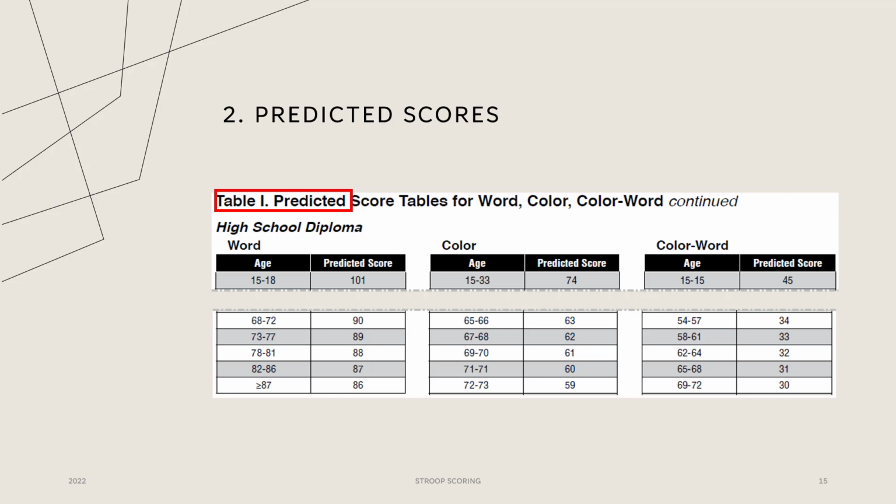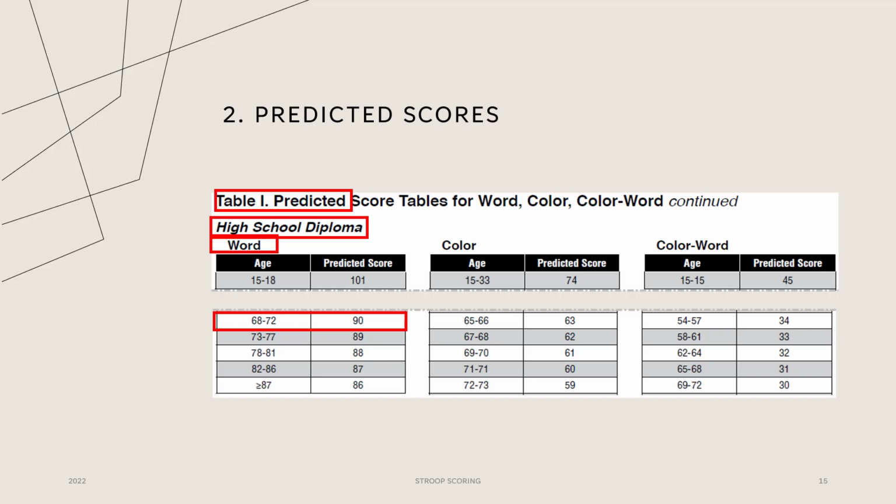Table 1 in the normative update is aggregated by highest education completed. So we'll want to look at table 1. We'll want to look at the set of tables that corresponds to highest education. In this case, we said our individual earned a high school diploma. So we'll look at this set of tables. And all the word, color, and color word separate tables are all combined here. So we've got word. We said that this individual is 70, so we'll look down at the age row where 70 falls within, and we'll see that this individual's predicted score for word is 90.